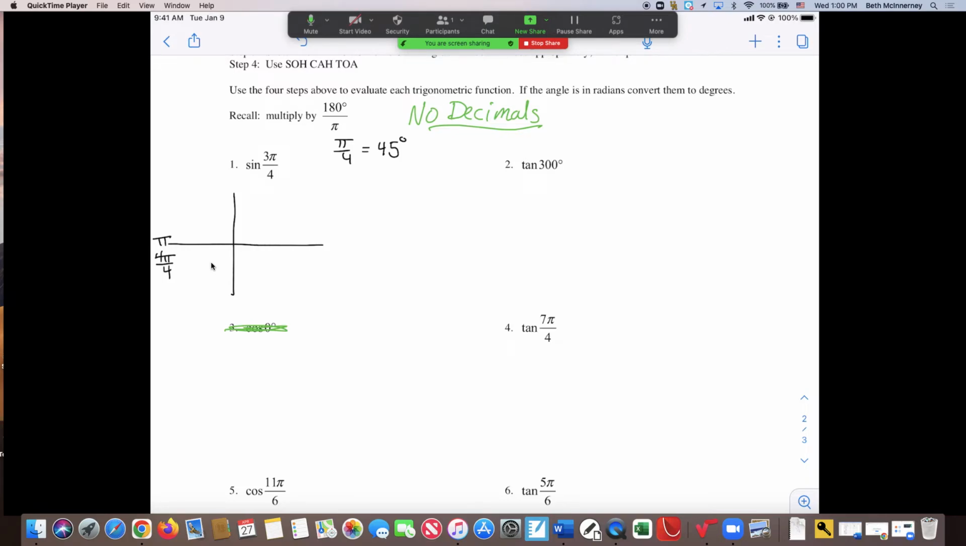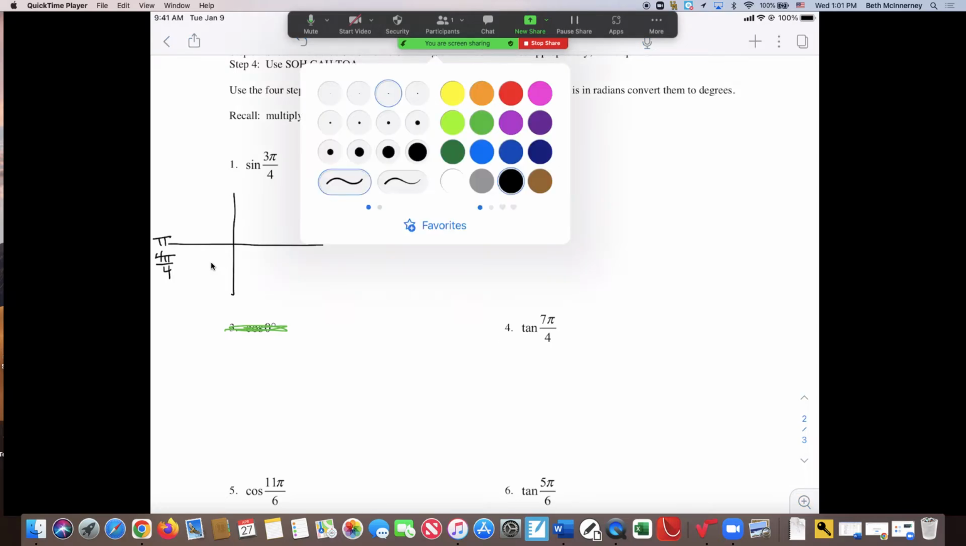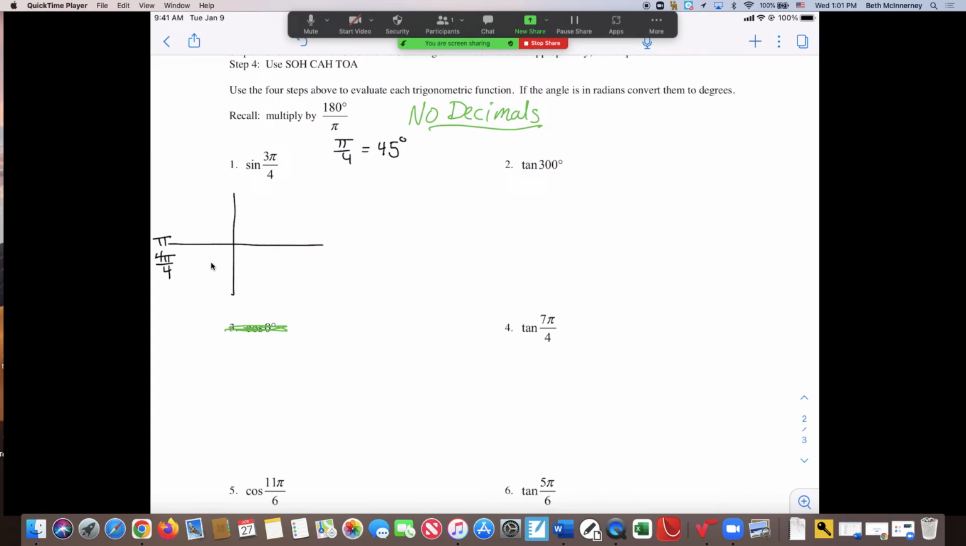So I strongly recommend you do some flashcards with pi over 6, pi over 3, pi over 4, and just start to know those. All right, so 3 pi over 4. Can you tell me in what quadrant I should find 3 pi over 4? Second quadrant. All right, I've got some of you with me. This is awesome. And that's okay if you're not there yet. I'm going to get you there.